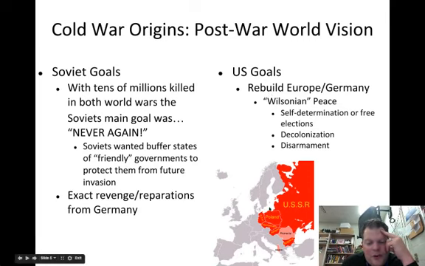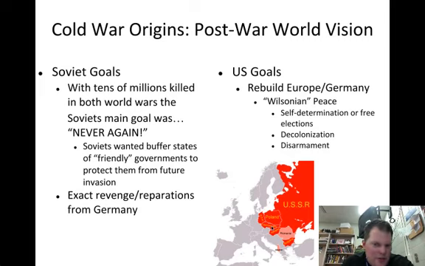Like these states in the red over here, they're going to want these states to be a shield from future German aggression. And speaking of Germany, the Soviets are going to want to see Germany turned into a massive potato farm. I mean, they don't want to see Germany rebuilt. They don't want to see Germany industrialized. They want to see Germany crushed and utterly defeated. And so they want some revenge.